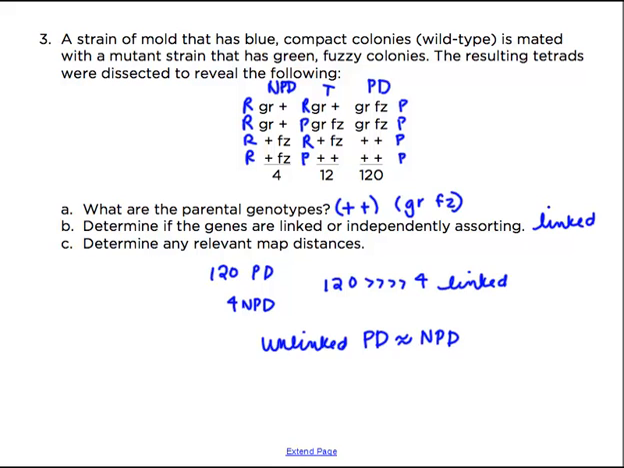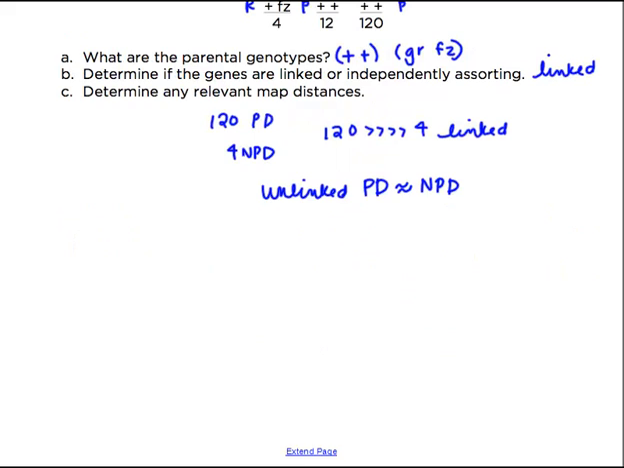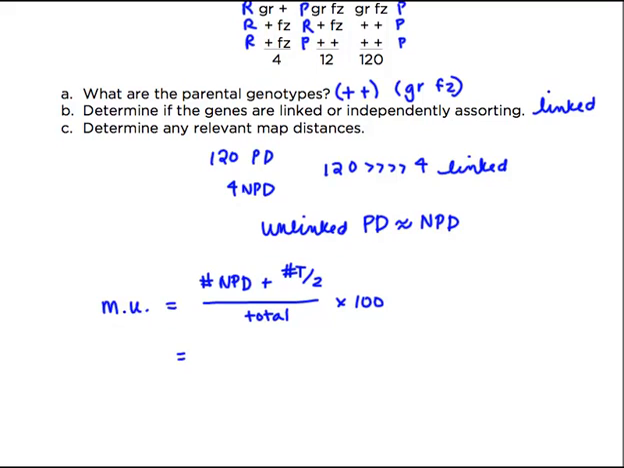And then for C, it says determine any relevant map distances. Well, how do you find map distances in fungi? You have map unit equals the number of non-parental ditypes plus the number of tetratypes divided by 2 all over the total number of asci times 100. So how many non-parental ditypes do we have? We have 4. And then we have 12 tetratypes divided by 2 is 6. And total, we have 136 asci.